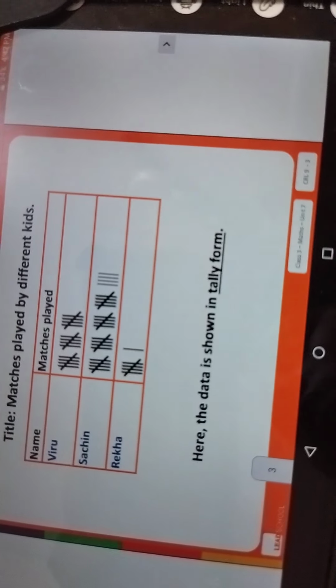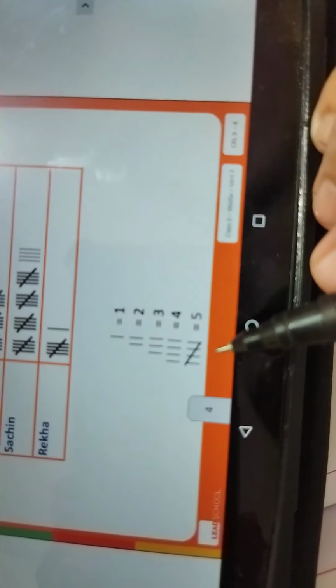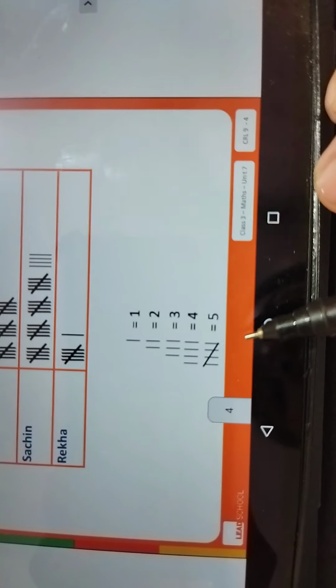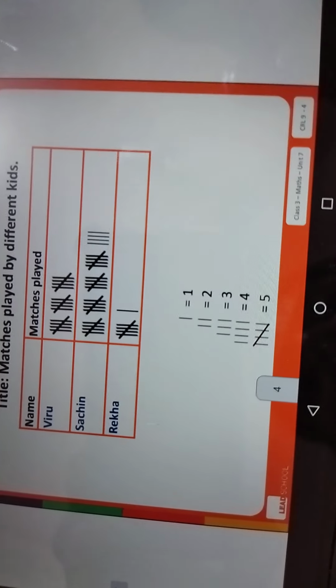Which form is the data shown in? Tally form. Which form is that? Tally form. Now, one line, 2 line, 3 line, 4 line. After the four lines, we have to cross it out here. What is the meaning of that? That means 5. That is number 5 is there.